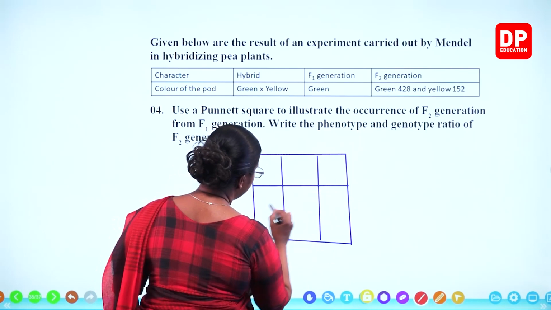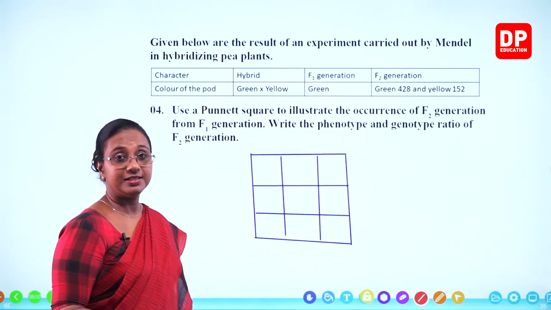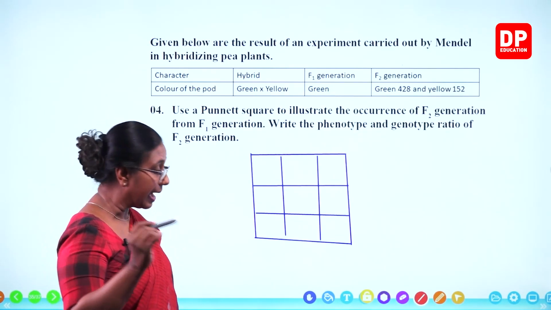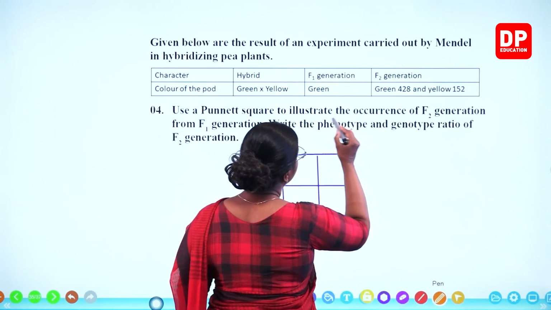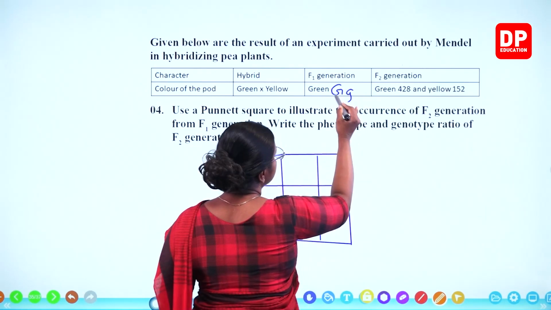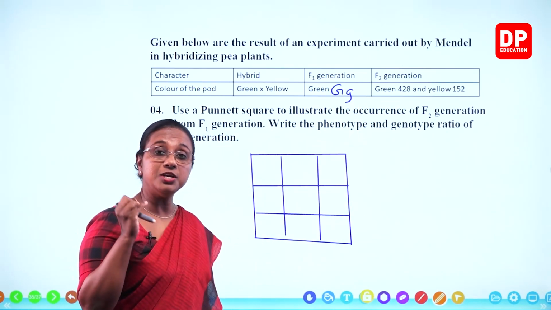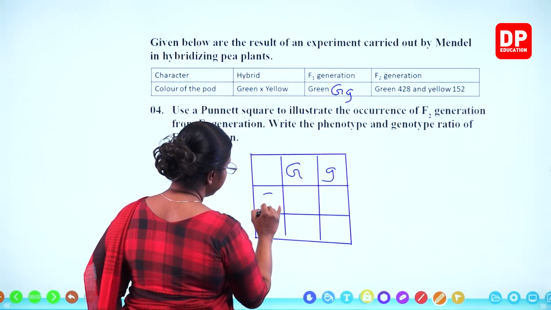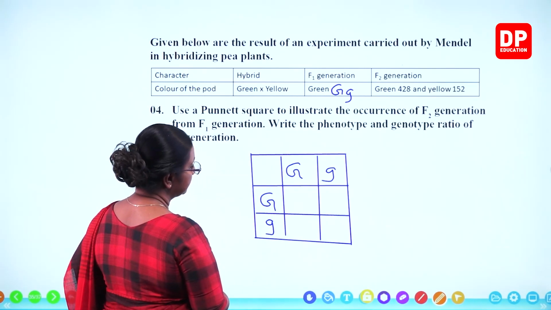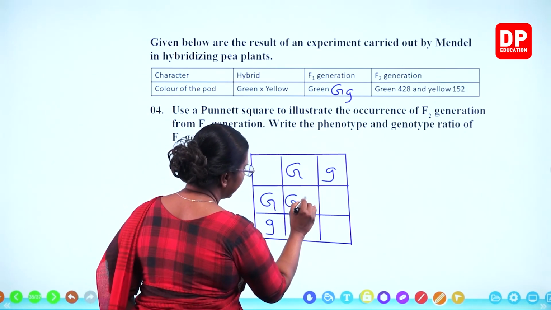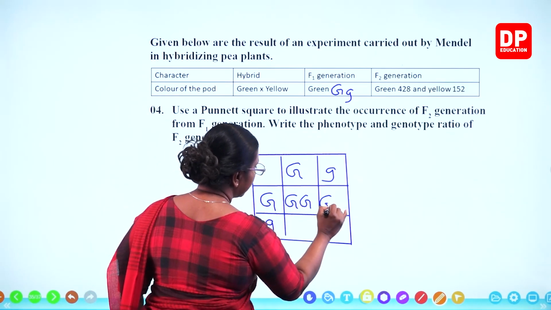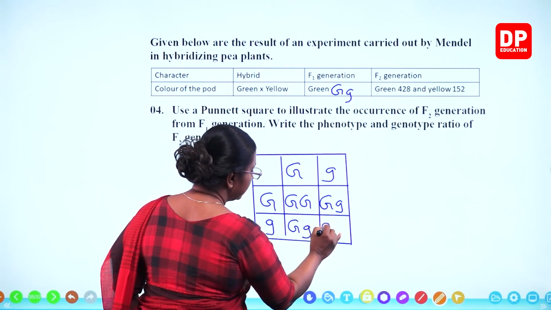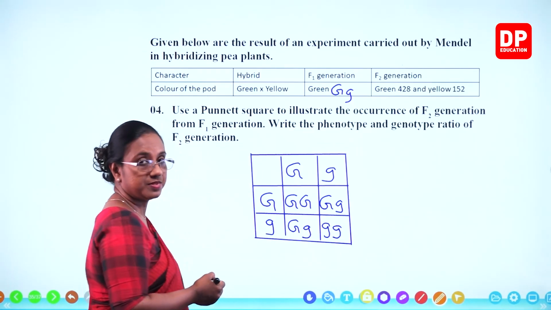Now from F1 to F2 you have to have a square like this, and in this F1 all are green plants, but you all know they are heterozygous. Capital G, small g. So from there you get two types of gametes, capital G and small g, capital G and small g. When they combine you get capital G, capital G, capital G, small g, again capital G, small g, small g, small g.